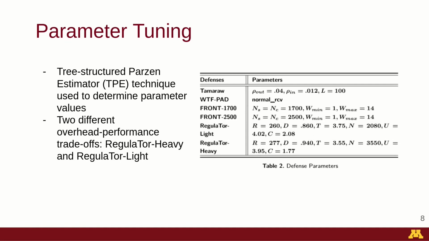And we ended up picking two of these higher performing combinations that demonstrate different trade-offs between the overhead and the performance. Regulator heavy and regulator light, where regulator heavy uses more bandwidth and has slightly better latency, but also has better defense effectiveness, and regulator light, which is somewhat less effective but uses less additional bandwidth.